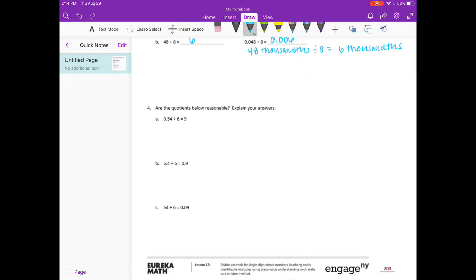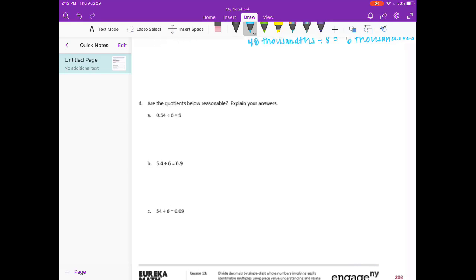Number 4, are the quotients reasonable? Explain your answers. So we have 54 hundredths divided by 6. So if we have 54 hundredths, we would get 9 hundredths. But here they've written 9 wholes, but our answer is actually 9 hundredths. So 9 wholes is very large.